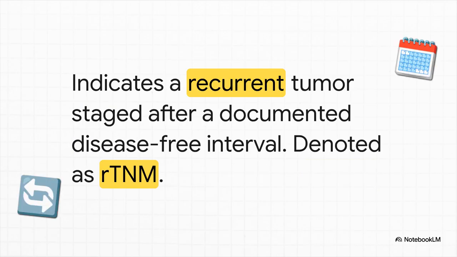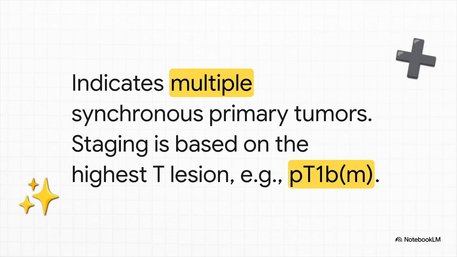Then there's the r prefix. This one is for a pretty specific situation. You use it when you're staging a tumor that has come back after the patient had a documented period of being disease-free. It flags it as a recurrence. And finally, what if you find multiple separate primary tumors at the same time? Well, you stage the case based on the highest T lesion, and then you add this m suffix. This is how you show that you're dealing with multiplicity, which is different from a single tumor that has spread within the lung.